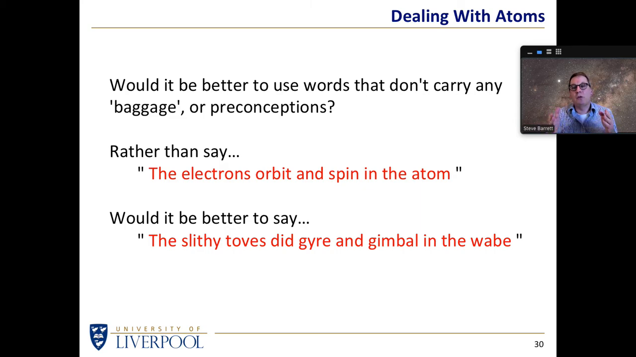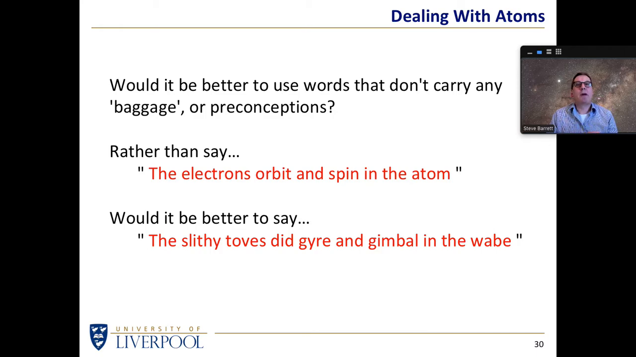Because you could argue that those two sentences in red carry exactly the same amount of information. As long as you say, what do you mean by electron, what do you mean by orbit, what do you mean by spin, and what do you mean by atom? In other words, each of those is just a label given to a concept, and it doesn't matter whether the label is electron or whether the label is tove. And it doesn't matter whether you're talking about atoms or wabe, or whether you're talking about gyring and gimbling, or whether you're talking about orbiting and spinning. As long as you define what you mean, in principle they contain the same information.